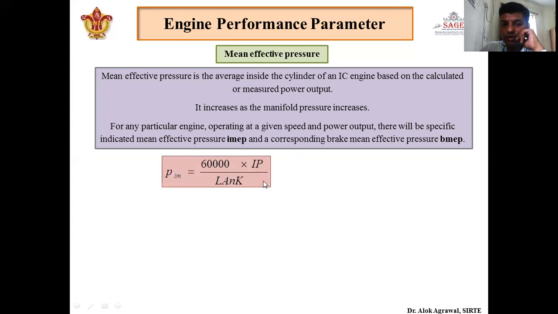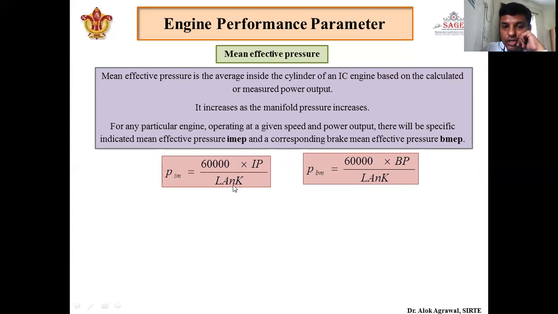So this is the formula of indicated mean effective pressure. Similarly for brake mean effective pressure, the only difference in the formula is that IP is replaced by BP, meaning indicated power is replaced by brake power. So this is 60,000 into indicated power upon L A n K. L is the stroke length, A is the area of the piston, n is the number of power strokes, and K is the number of cylinders. If you are talking about a 4-cylinder engine, this capital K is 4. If you talk about a single cylinder engine, this capital K will be 1. And n is the number of power strokes.